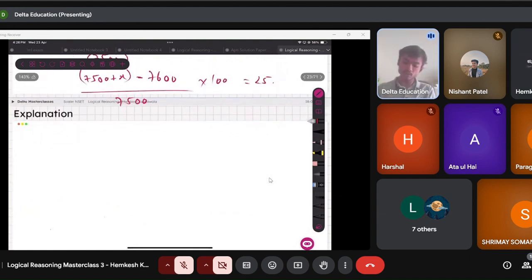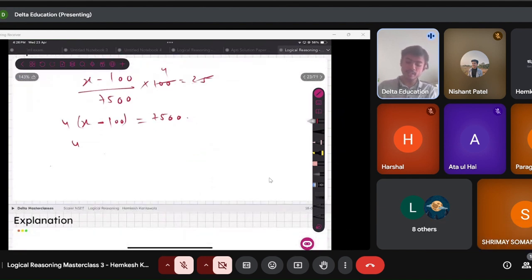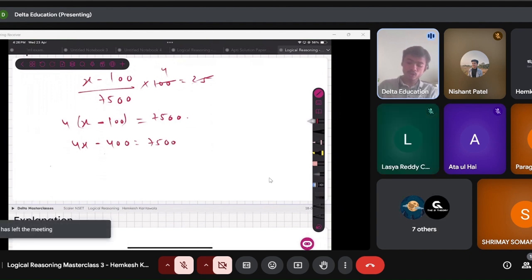So if we go on solving this, this would be X minus 100 upon 7500 into 100 is equal to 25. 25 fours are 100, so this would be X minus 100 times 4, which is 7500. This would be 4x minus 400 is equal to 7500. So from here we can see that x is 7900 upon 4.